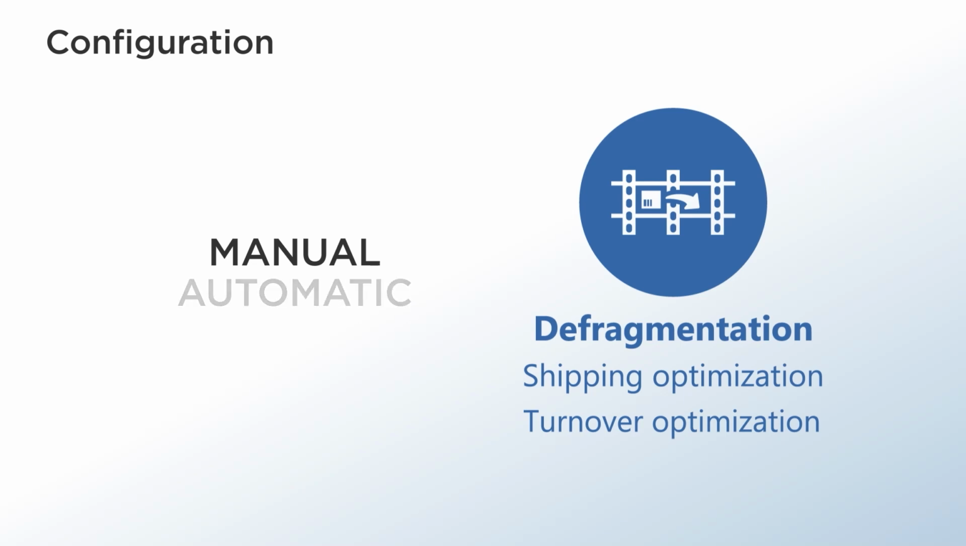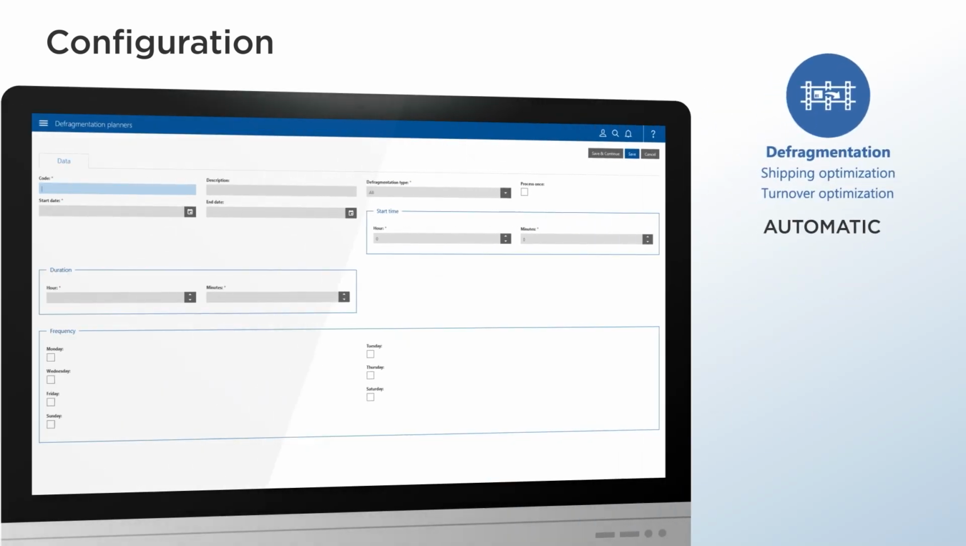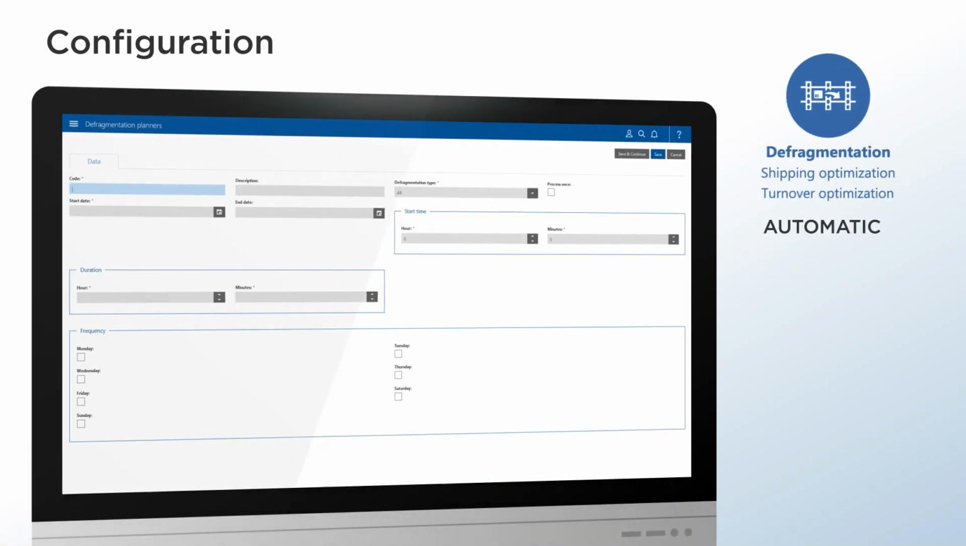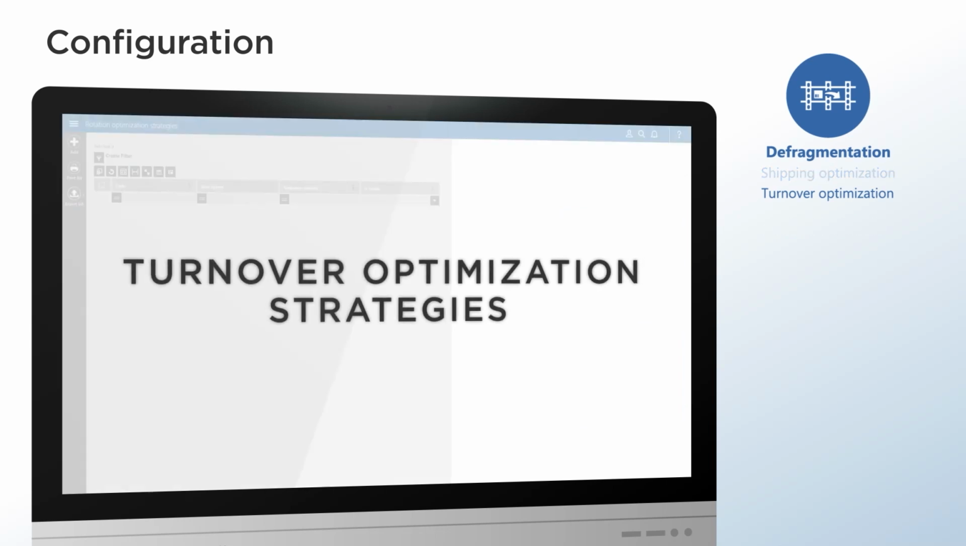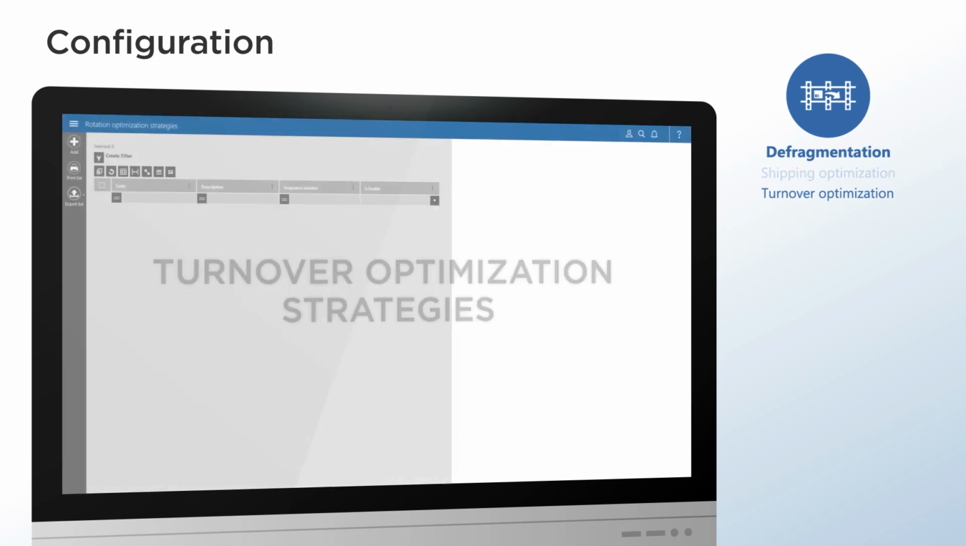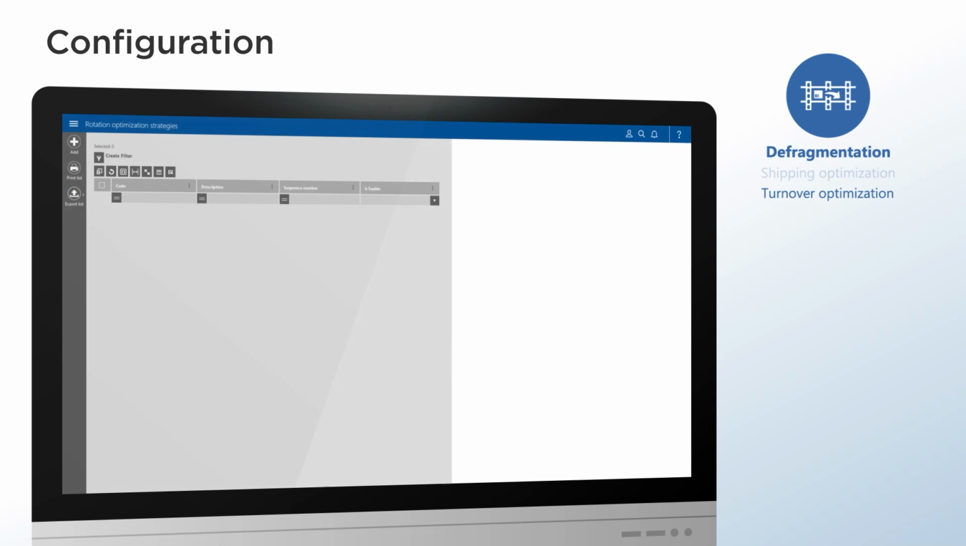Manual execution refers to the immediate implementation of any defragmentation strategy, active or not, by generating the necessary tasks to be executed during periods of storage inactivity. With automatic execution, active defragmentation strategies are executed in the sequence order set in the configured execution period. Turnover optimization strategies are defined to place containers in new, more suitable locations, in line with ABC item classification.